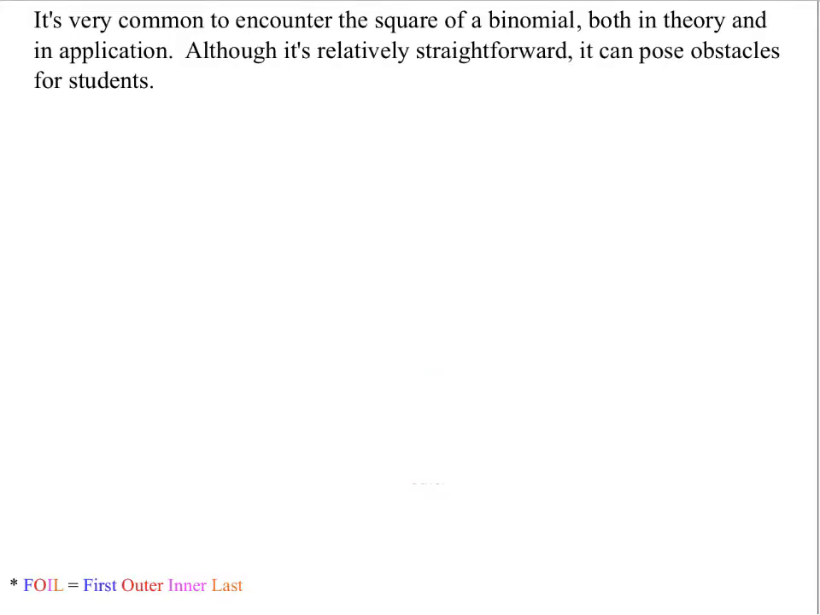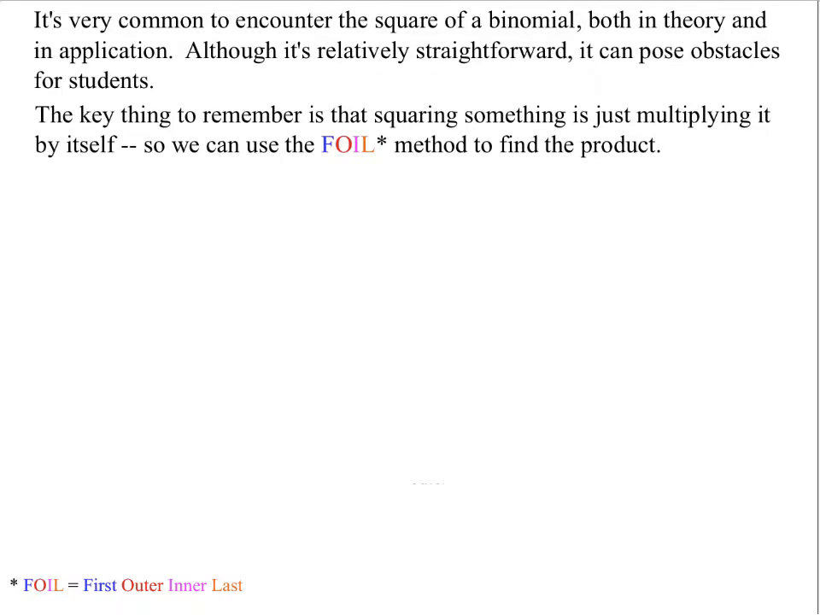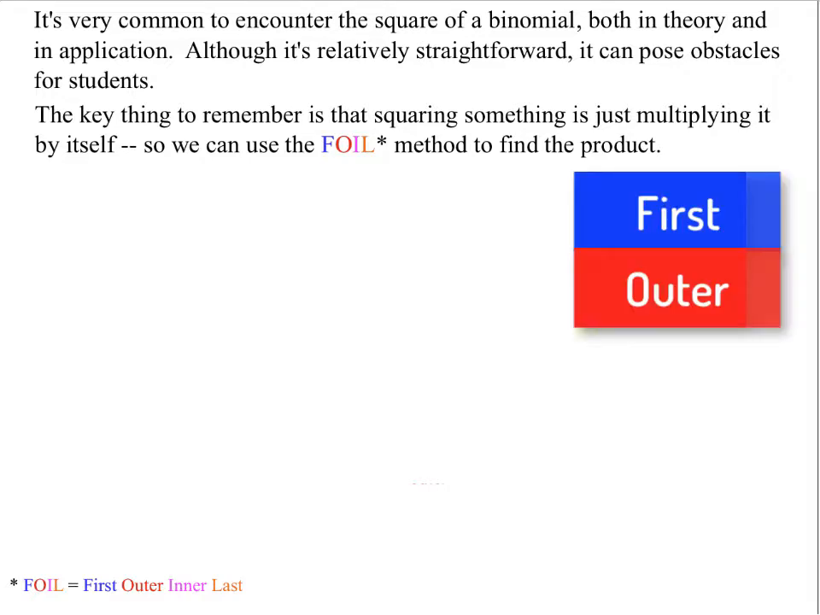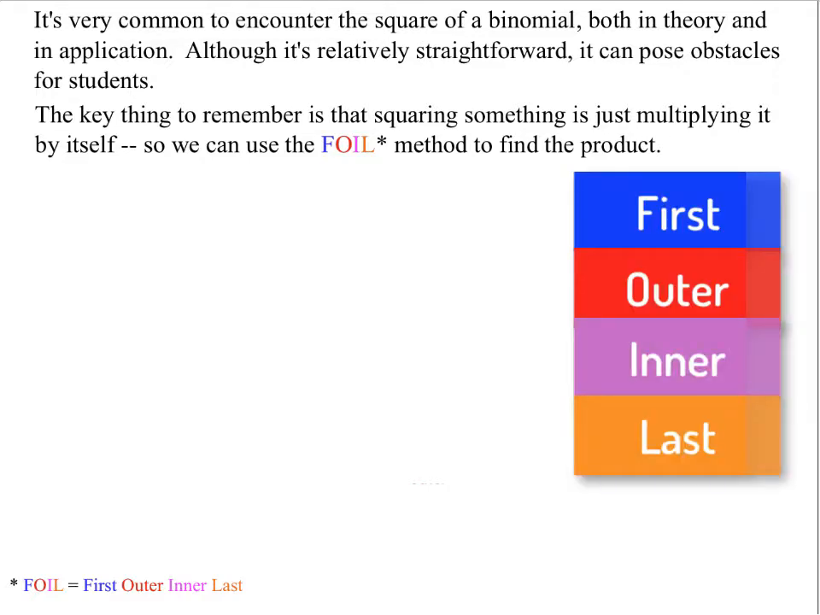It's very common to encounter the square of a binomial, both in theory and in applications. The key thing to remember is that squaring something is just multiplying it by itself, so we can use the FOIL method to find the product. As a reminder, FOIL is an acronym for the order in which we multiply out the terms: first, outer, inner, last. Let's take x plus 2 quantity squared.